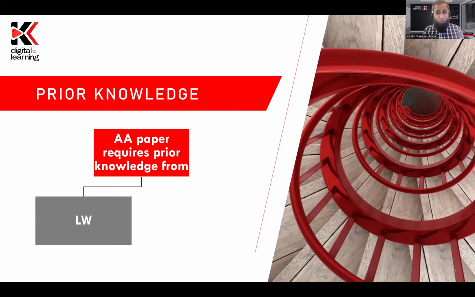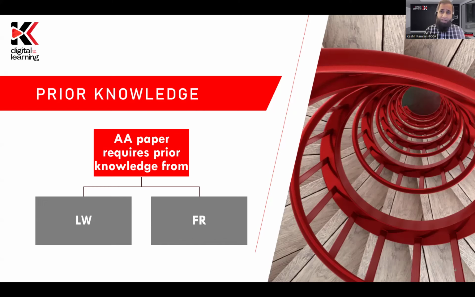And then the financial reporting paper. You should have sound accounting knowledge and sound knowledge around international financial reporting standards and international accounting standards, the ones you have done in the FR paper. So it's ideally beneficial to do the FR paper before the AA paper or with the AA paper, so you have up-to-date knowledge of the accounting standards, which will play a crucial part in your understanding of the accounting treatments in the AA paper.